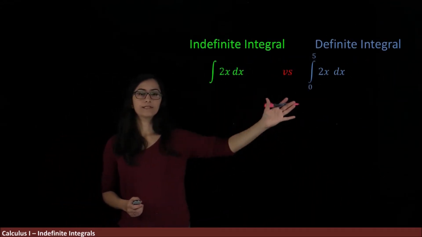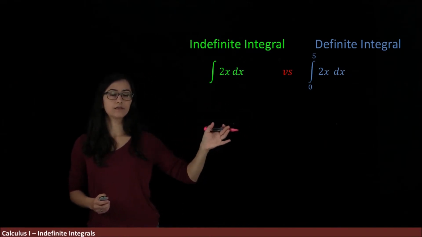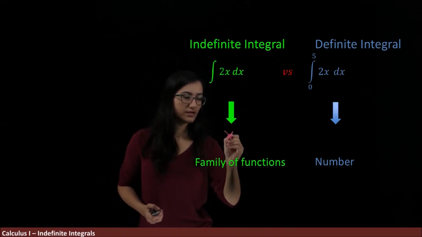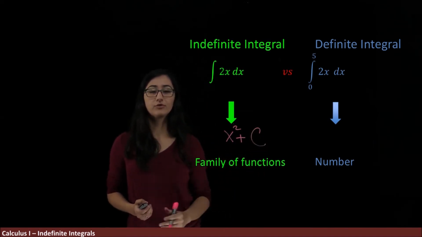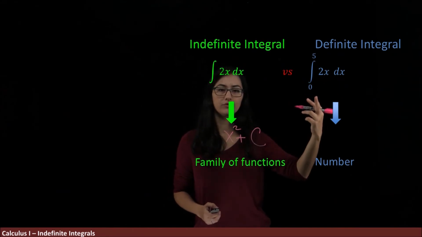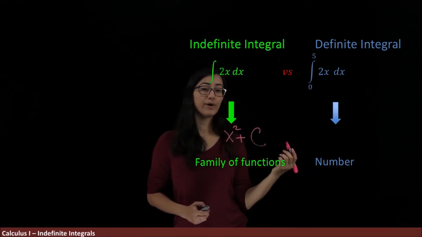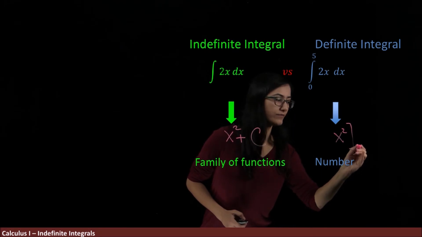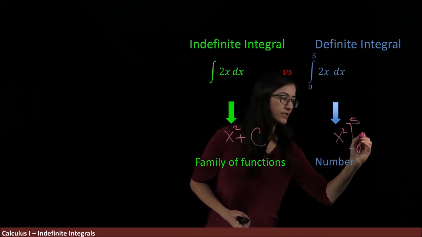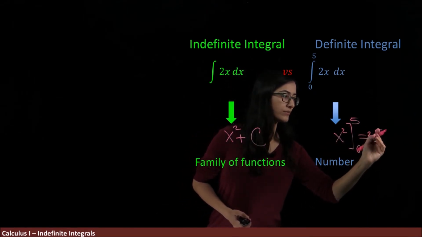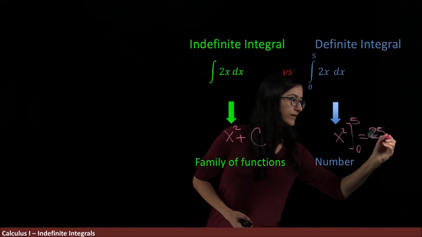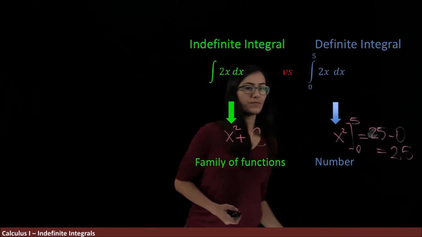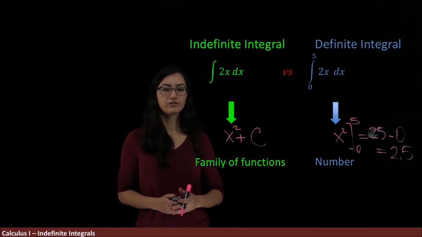Let us compare this indefinite and definite integral to see the difference clearly. When we look at the indefinite integral of 2x, that's going to equal just x squared plus a constant. So this is a family of functions. Versus if we look at the definite integral of 2x from 0 to 5, we know by the Fundamental Theorem of Calculus that's going to equal x squared evaluated from 0 to 5. So that's just going to be 25 minus 0, which equals 25. So this is equal to a number versus this is equal to a family of functions.